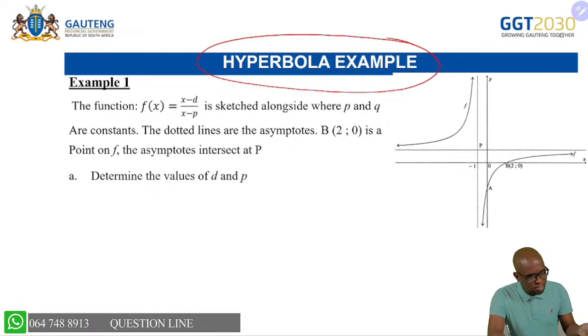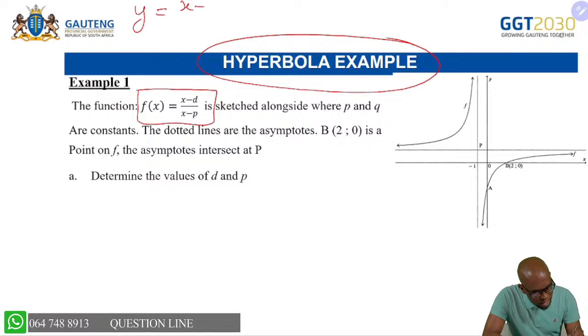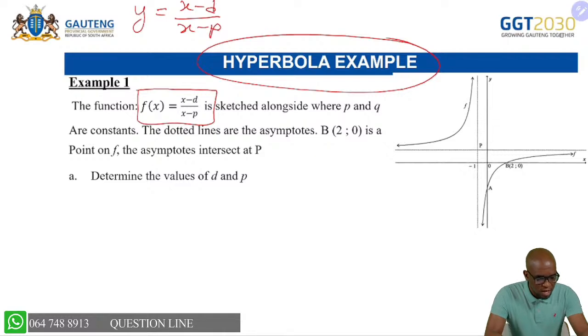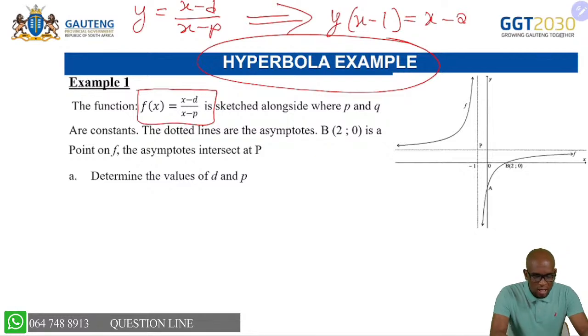The asymptotes intersect at P. Now, if you check this form that they gave you, it's not a standard form. It's given as y equals (x minus d) over (x minus p). Remember, sometimes they can also represent it this way: they can write y(x minus 1) equals x minus 2, for argument's sake. This is still a hyperbola. It's just written in non-standard form. You should be able to write y as the subject of the equation and write it in standard form.